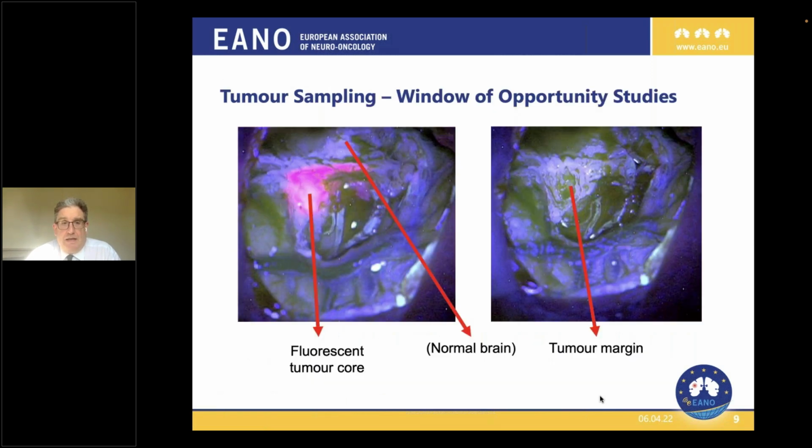And you can use this, as you've already heard, for the window of opportunity study. So if you dose a patient with a drug and you want to see the delivery of the drug to the various regions, you can take samples from the fluorescent tumor core. You can also take some samples from the tumor margin. And if you needed to, there's also no reason you couldn't take it from what appears to be normal brain outside of the area where you're operating.